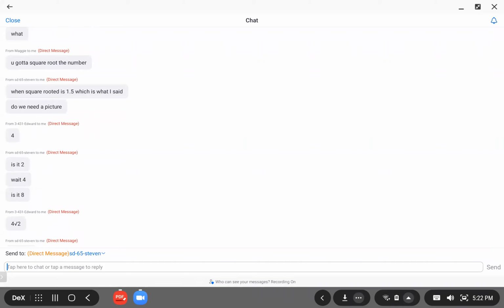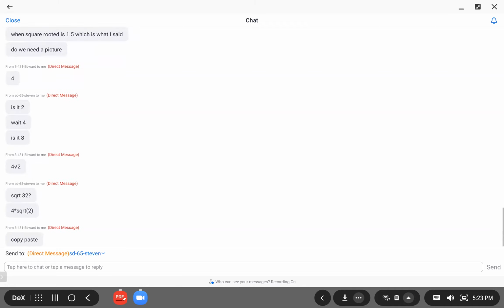How did he even get that square root symbol, Edward? Is it one of those emoji things that you can do? Oh, copy paste. Okay.